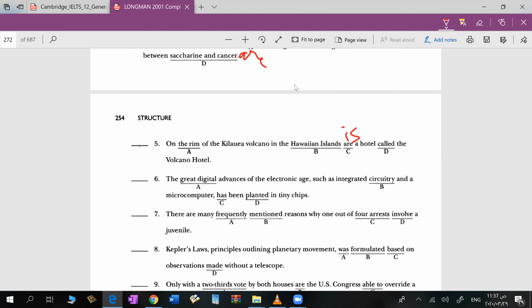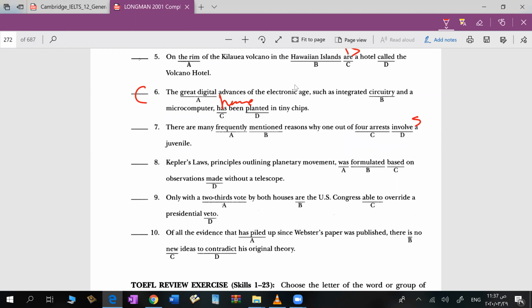Number 6, the great digital advances of the electronic age, such as integrated circuitry and microcomputer, has been planted. C, have been. Thank you very much. It should be have been. Okay. There are many frequently mentioned reasons why 1 out of 4 arrests involve a juvenile. D, involves. Thank you very much. Excellent. Kepler's law principles outlining was formulated. A. Was. Their laws. Kepler's laws. Okay, those were. Laws.